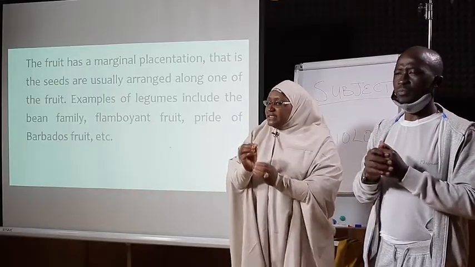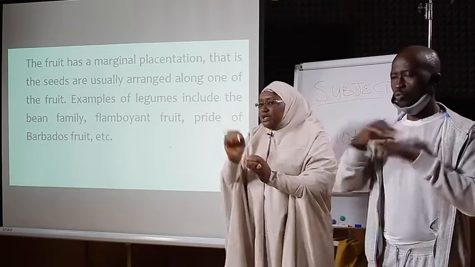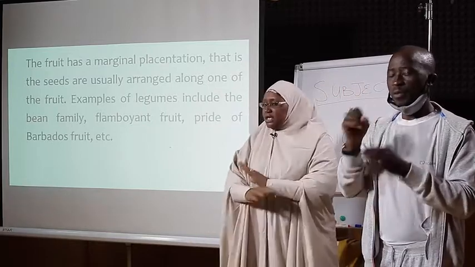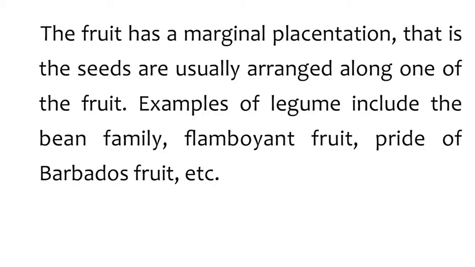But the flamboyant, since it is not edible, it doesn't have edible seeds, it is on the tree, it opens, releases the seeds. And when the seed falls on a suitable soil, it germinates into a new seedling of flamboyant. So all these plants, flamboyant, pride of Barbados, the beans family, all of them are made out of the legumes under the dry dehiscent fruits.